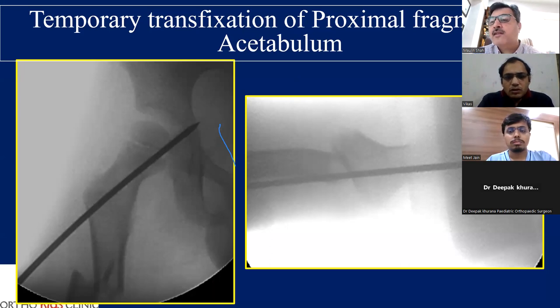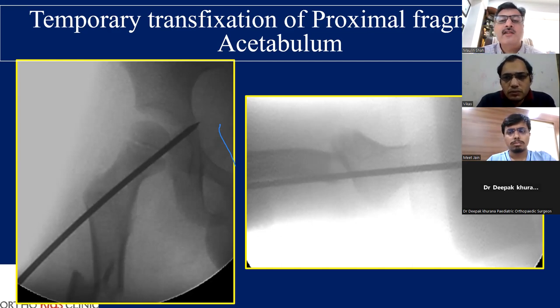This was remaining in flexion because probably the iliopsoas or something was pulling it up. It was not coming down. So we can wait and know for that. For fixation of the shaft femur, we can stretch it out.